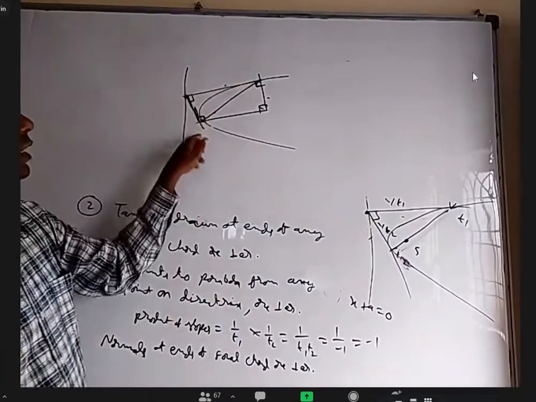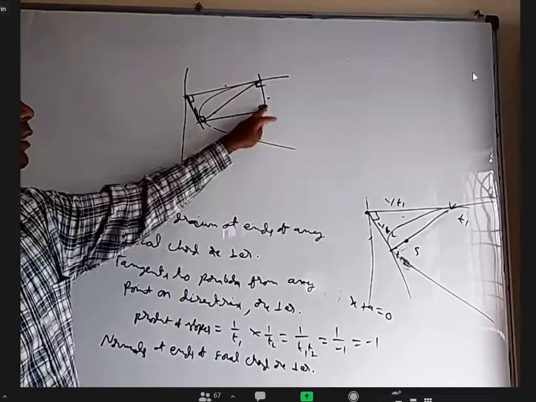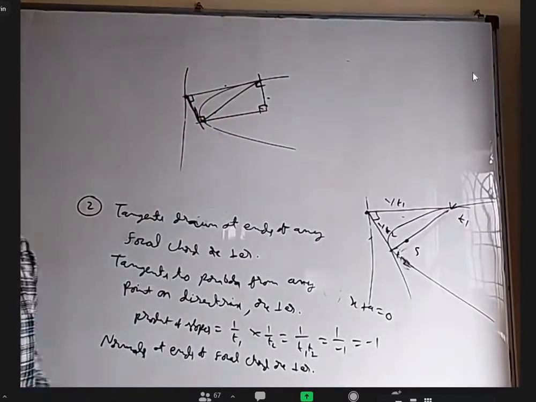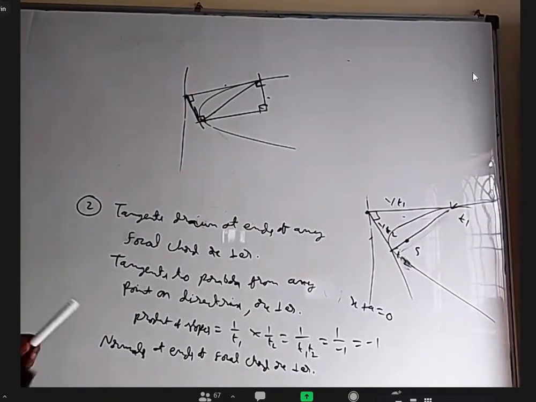You take any focal chord, at the end you draw tangents and draw normals. They will form a rectangle. Normals are perpendicular, tangents are perpendicular. Tangents will intersect on the directrix. Everybody clear? Yes, sir.